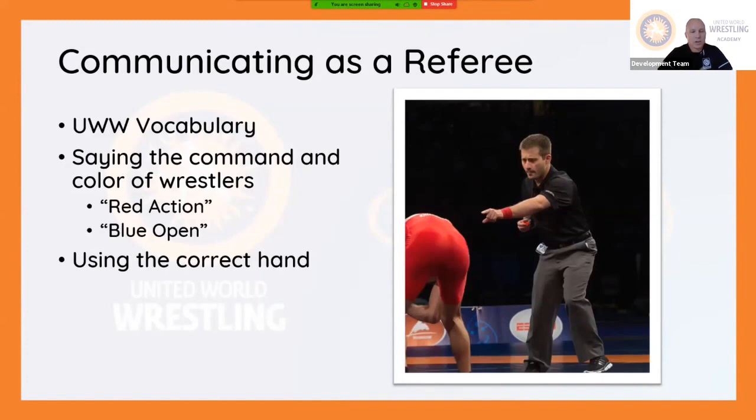And I think when we talk about communicating, one of those things is using the correct vocabulary. I'll go through that in more detail in a second. Another important thing is saying the command and color of the wrestlers, for example, red action and blue open. So we're using the color to indicate who needs to do what. It's not just open or just action.